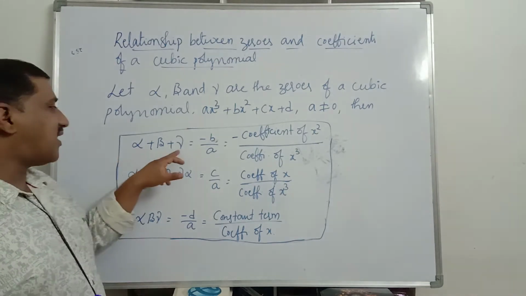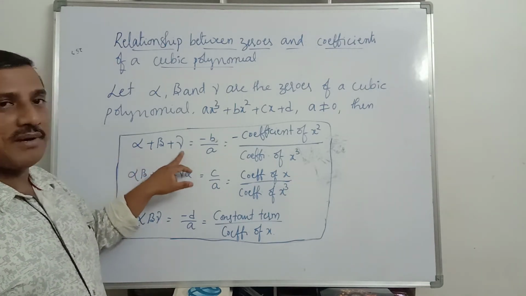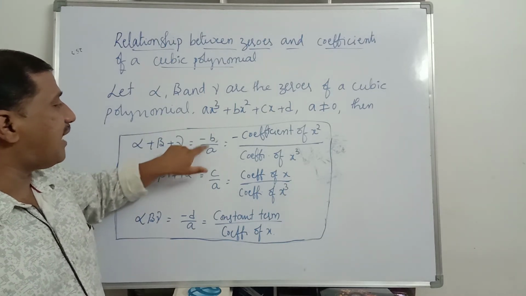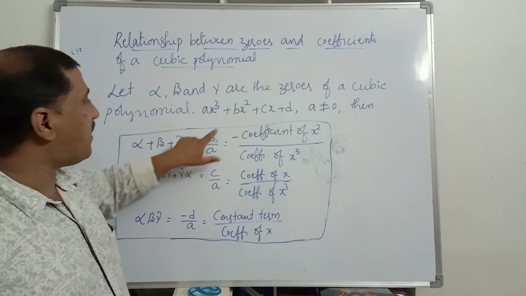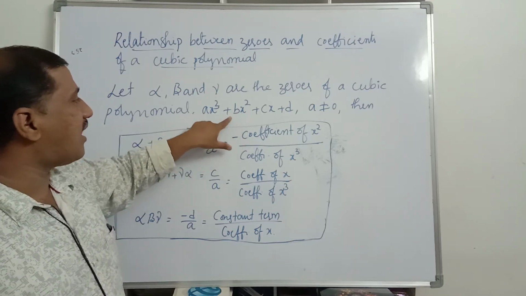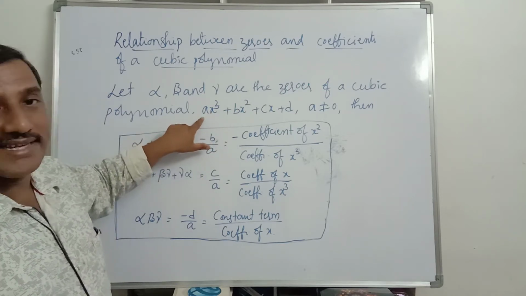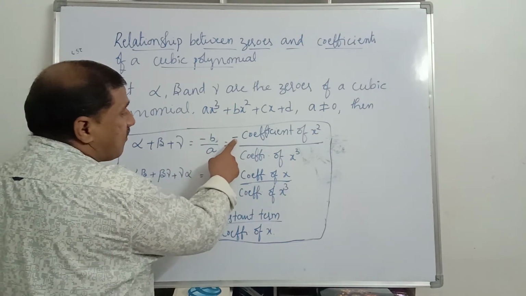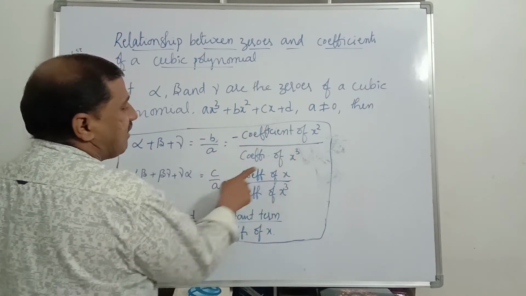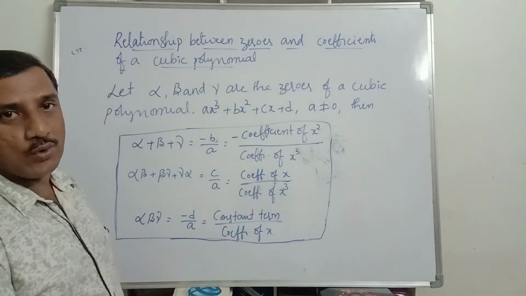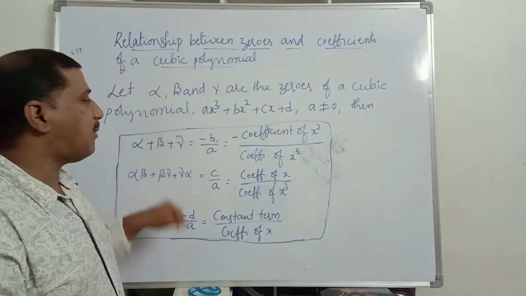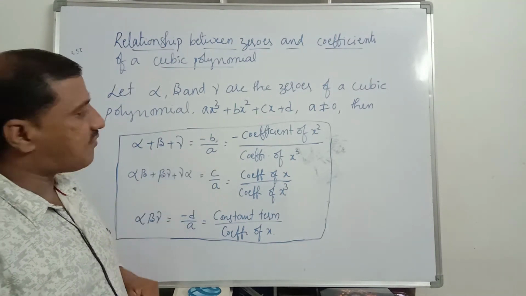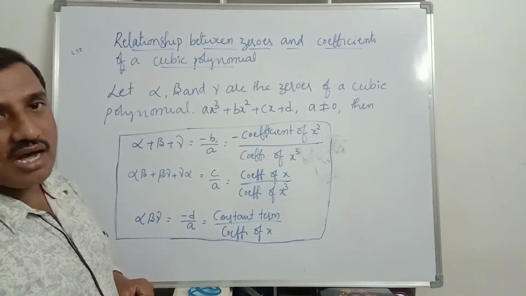Then the sum of the zeros, that is alpha plus beta plus gamma, the sum of the 3 zeros of the cubic polynomial, is equal to minus b by a, where b stands for the coefficient of x square and a stands for the coefficient of x cube. Therefore minus b by a is equal to minus coefficient of x square divided by coefficient of x cube.